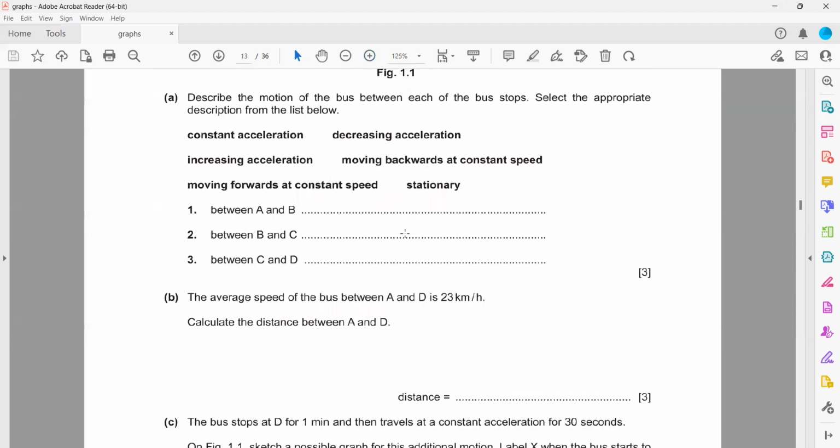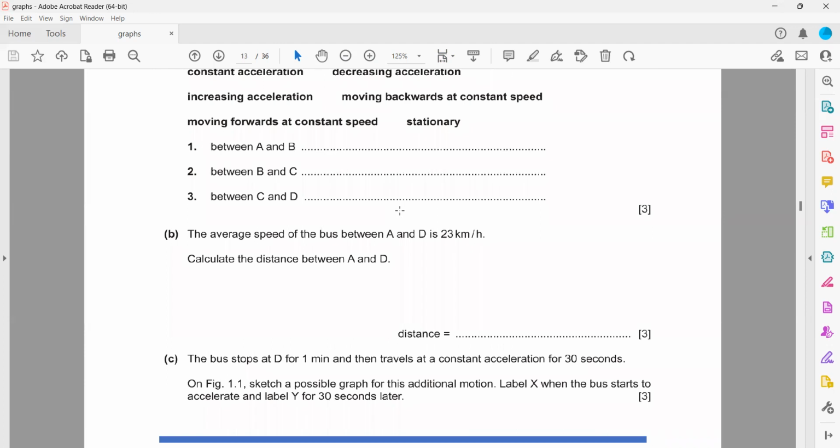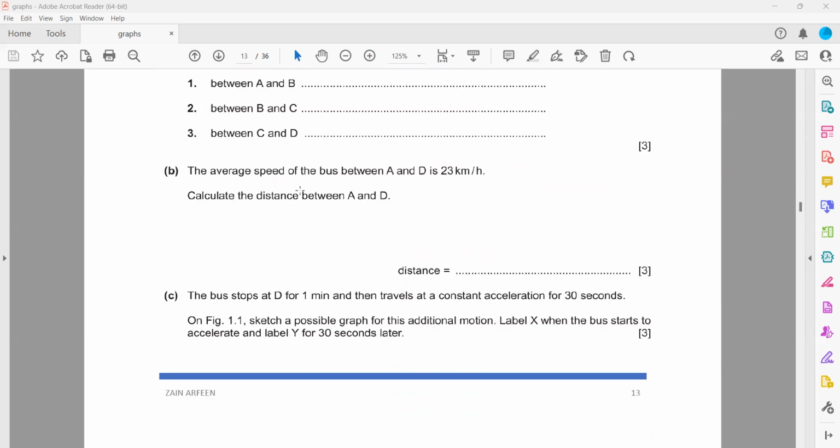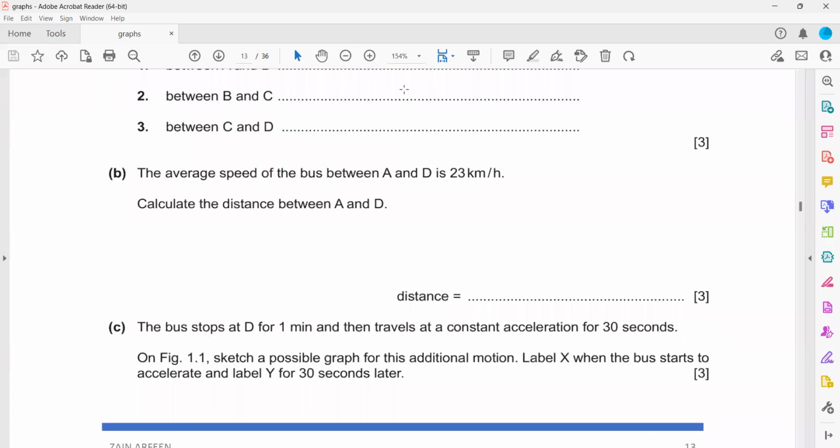The average speed of the bus from A to D is 23 km per hour. Calculate the distance traveled. Look at how much time the bus takes to move from A to D. That is equal to 2 minutes. And the average speed is 23 km per hour. So we have the formula that average speed equals total distance divided by total time. Average speed is 23. The total distance traveled by the bus, we don't know. Time is in minutes; from A to D, it was taking 2 minutes.